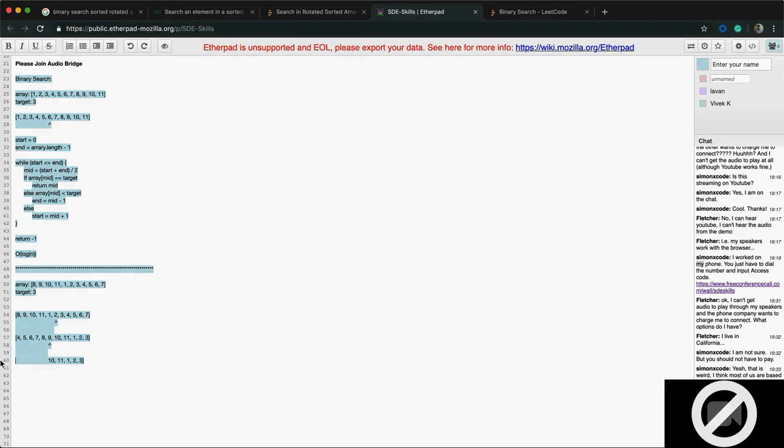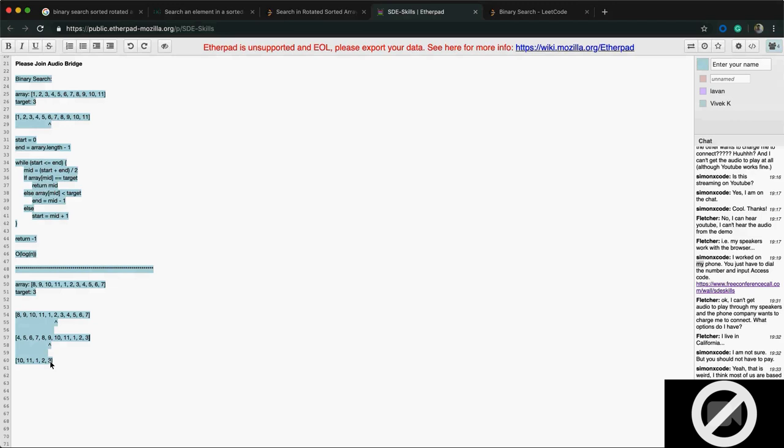Let me write it for clarity. So here in the first iteration we picked 9, and then we compared 9 with 4 and 3, which are the first and last elements of the array.